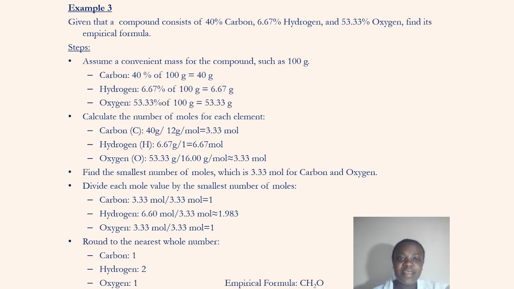So example number 3, we are given that a compound consists of 40% carbon, 6.67% hydrogen, and 53.33% oxygen. We are told to find the empirical formula. Here we are not given the masses, but we are given the percentages. So the first thing is to determine the mass. And how do we determine the mass of these elements? We assume a convenient mass.